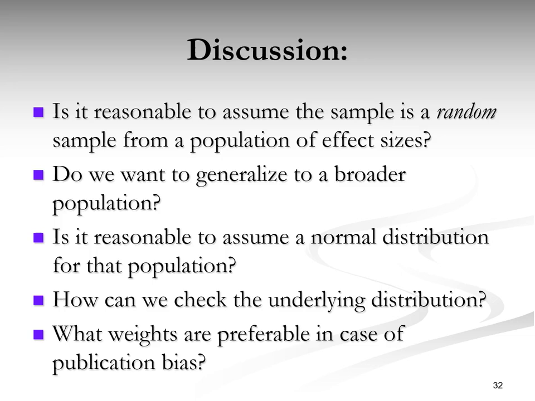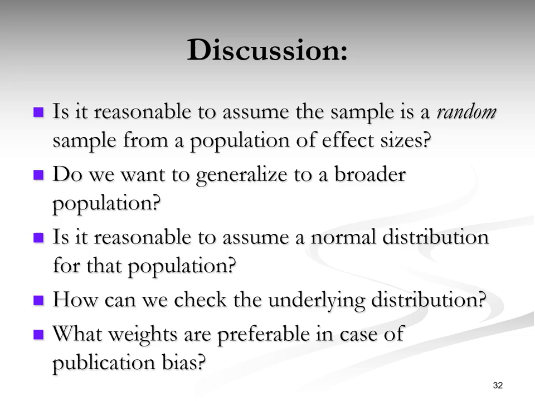Another question is, does it make sense to assume that population effect sizes are normally distributed? Maybe this does not make sense. Of course, we can test whether these effect sizes are normally distributed. But the problem is, very often in a meta-analysis, we do not have a lot of effect sizes. We do not have a lot of studies. Say, suppose that we only have 10 or 20 or even 30 studies. That's not enough to test with enough power the null hypothesis that our effect sizes stem from a normal distribution.